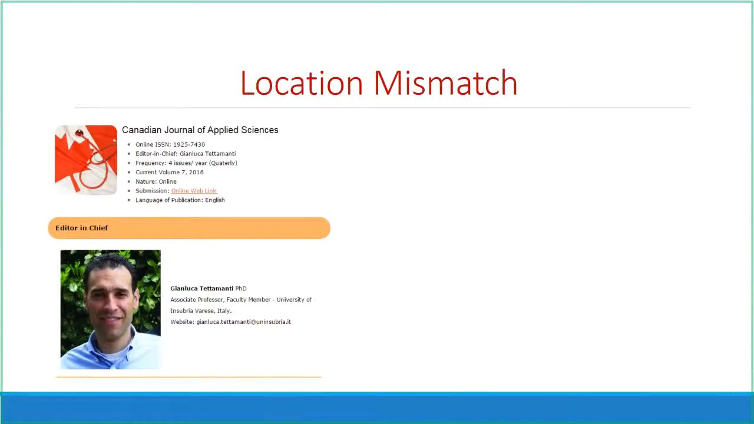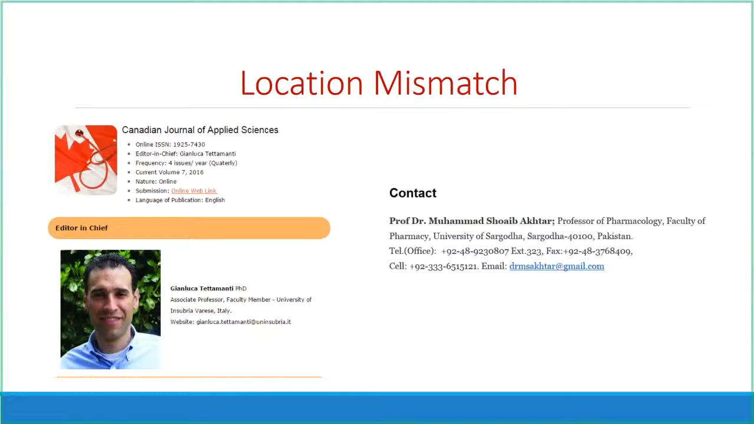Another thing to look out for is location mismatch. This one's a little more specific, but if something's called, for example, the Canadian Journal for Applied Sciences, and no one seems to actually be from where it says it's from, then that's a red flag. So here we have the editor-in-chief, who is currently in Italy, and another editor who is in Pakistan.